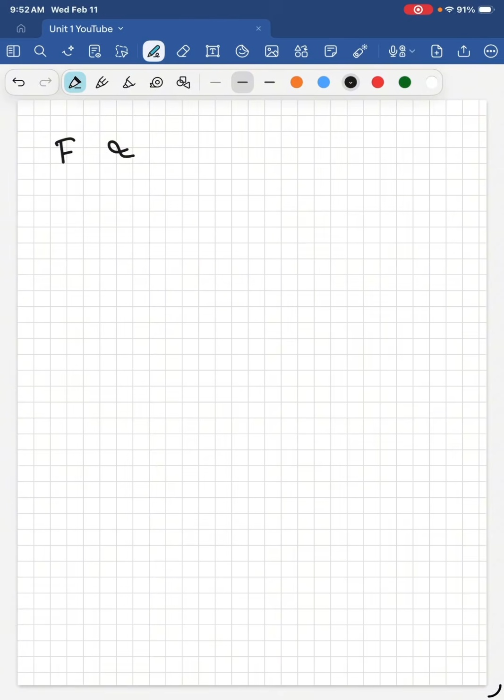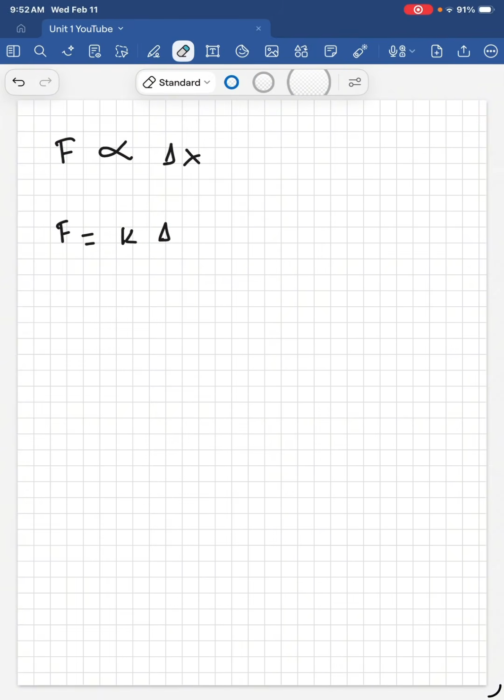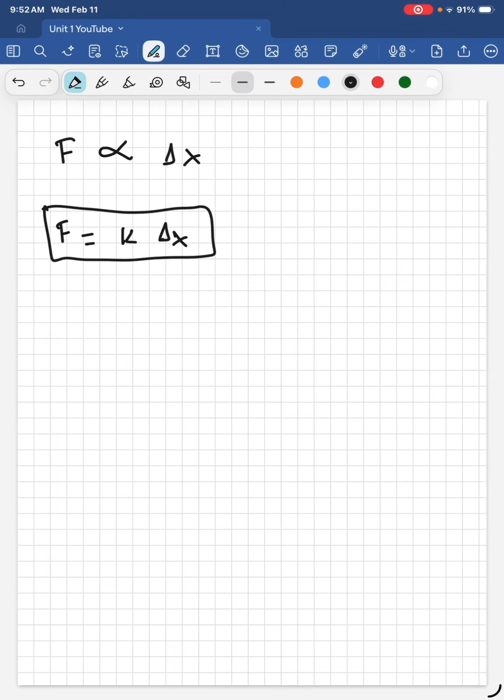Let me write it like this. I always have trouble with this symbol. So F is proportional to delta x. And in fact, Hooke's law tells us that F is actually equal to some constant K times delta x. And this is Hooke's law. So the force is proportional to the displacement.